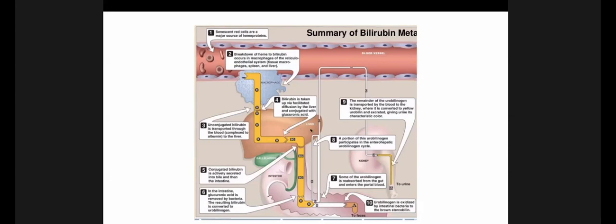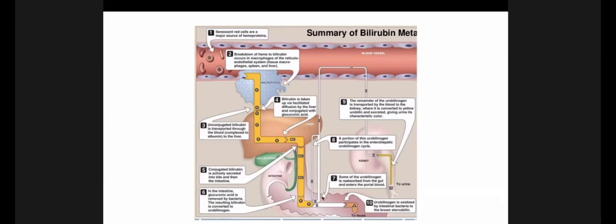The rest of that urobilinogen goes back into the systemic circulation, gets into the kidney, and there it is excreted in the urine. Right? So urobilinogen, when it's converted to urobilin, gives the urine its characteristic color, the yellowish color, right?